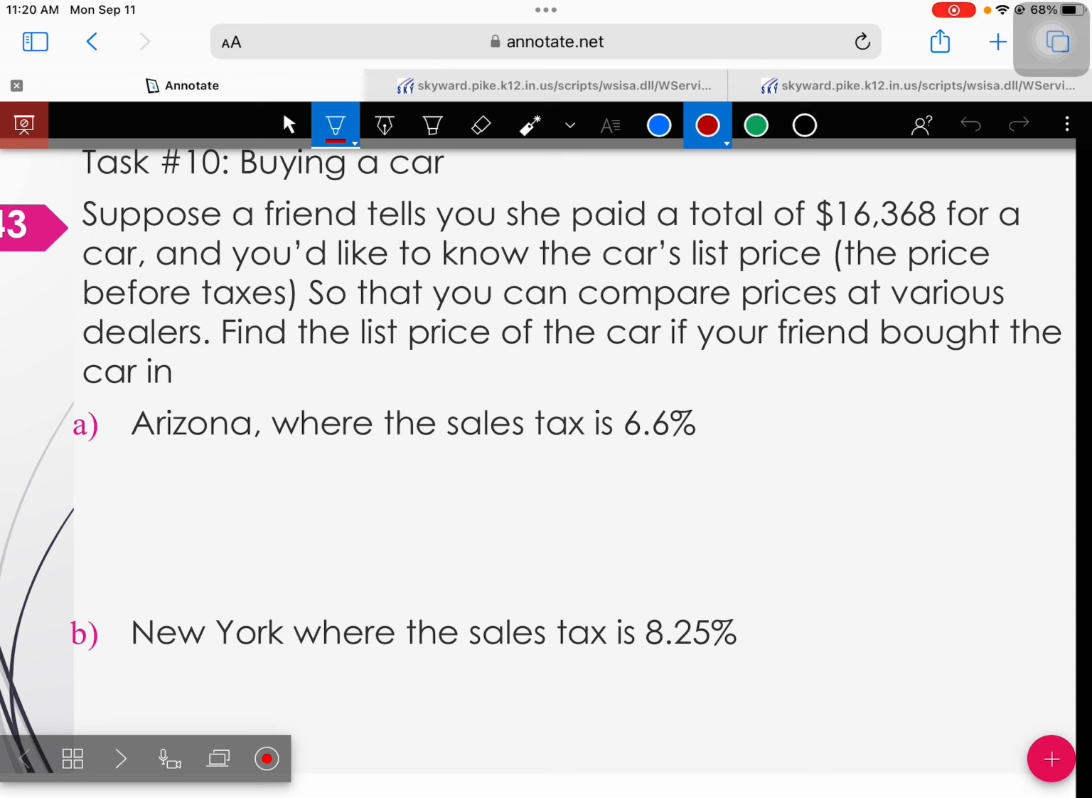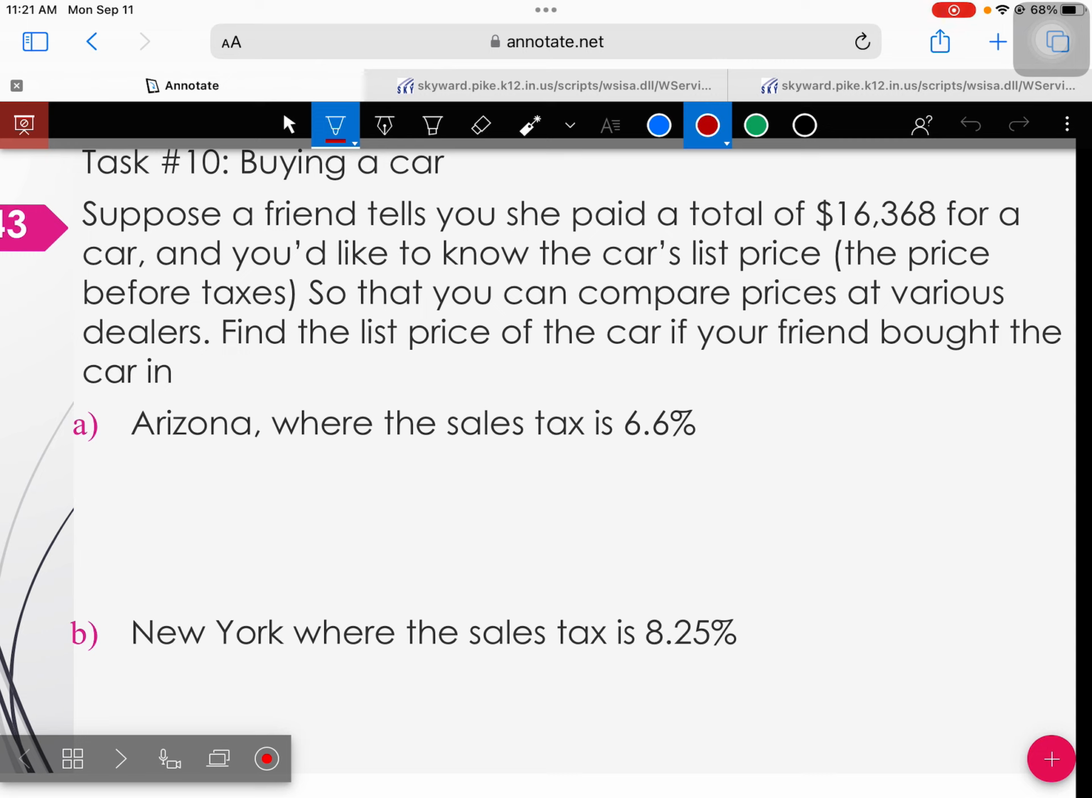So I am looking for an equation that's going to give me the list price. It will have the list price in it, but it also is going to have everything relevant to help me find and solve for that list price. Any ideas? Put the phones away, people.